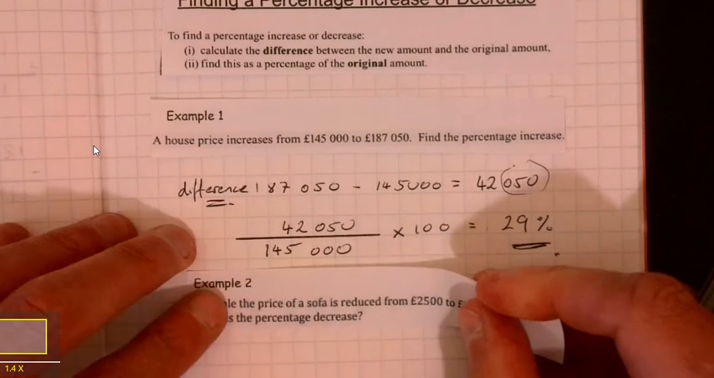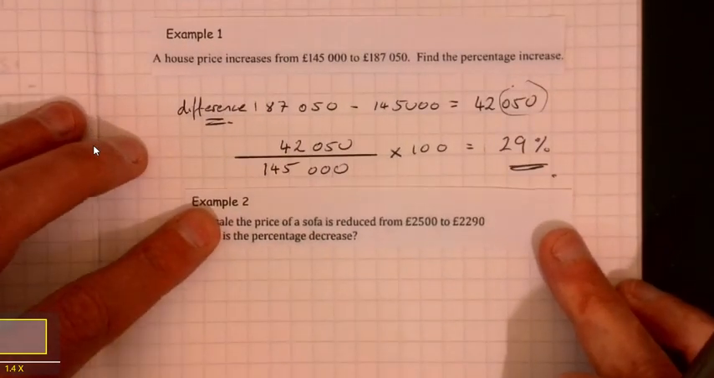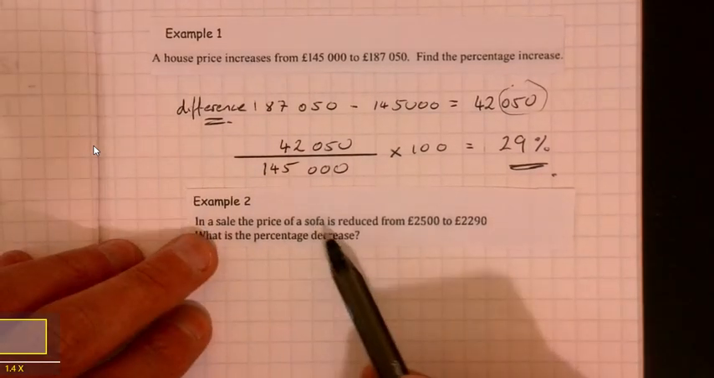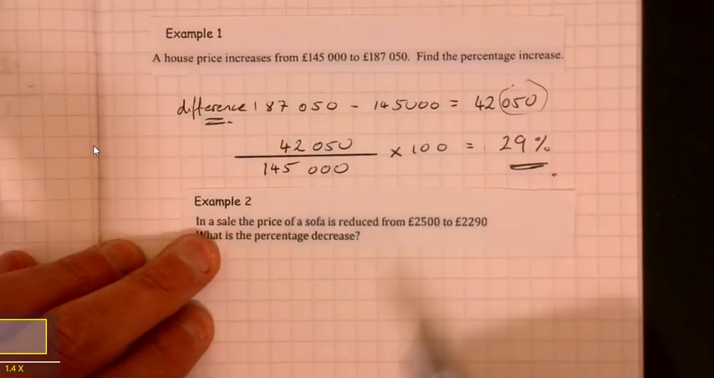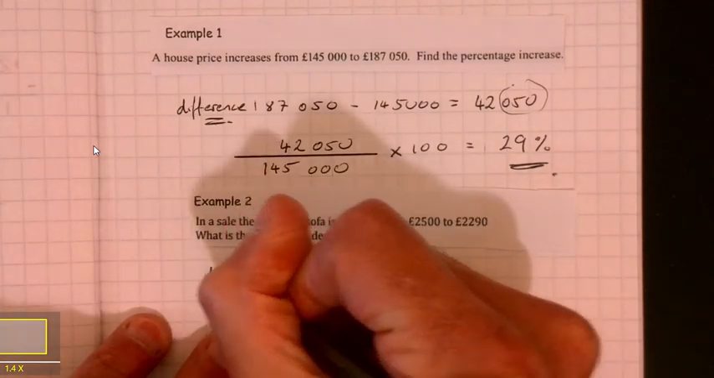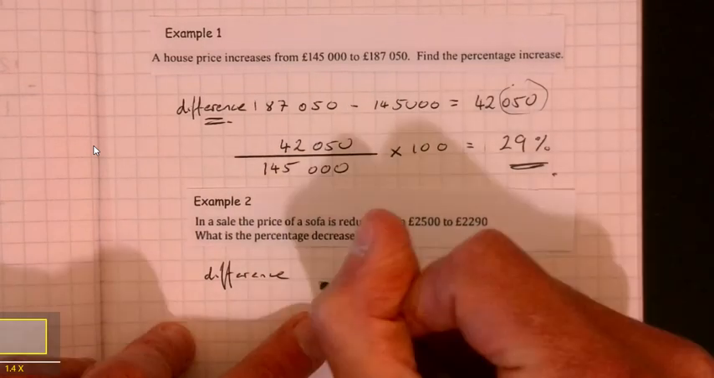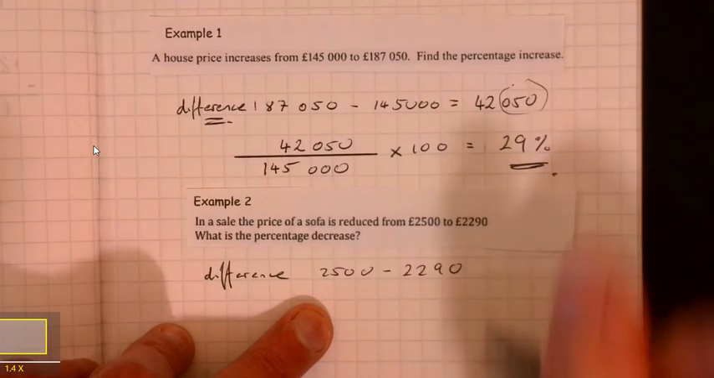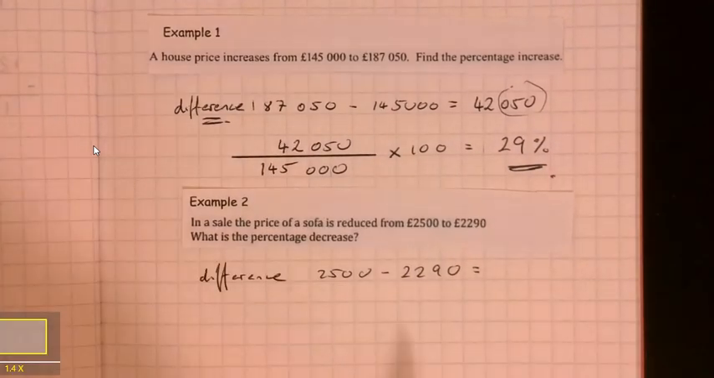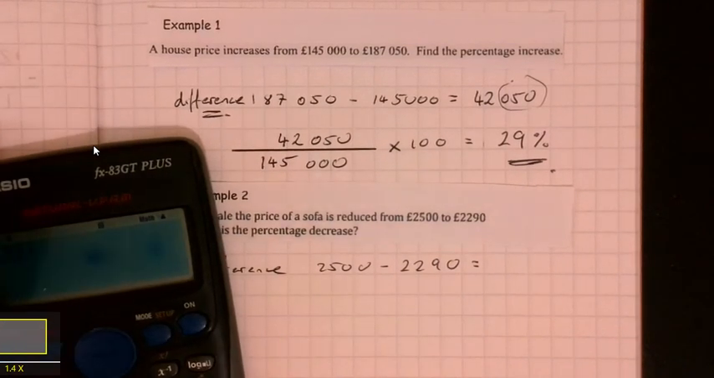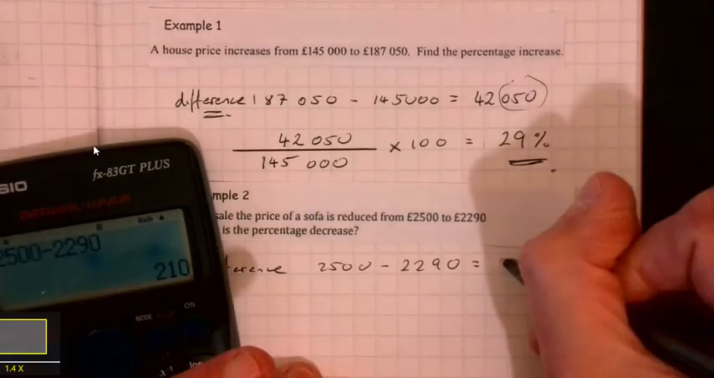Let's have a look at example 2. In the sale price, it's the same question, but it's reduced from this figure to this figure. So the first step is find the difference, which is 2,500 take away 2,290. Remember with all of these, if you think you're a bit more confident, you can pause. I'll do this in my head, but use your calculator, it's fine.